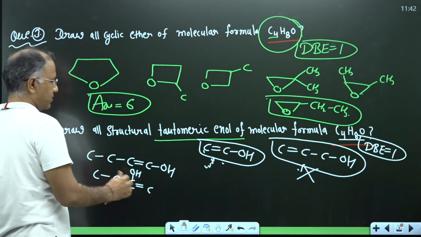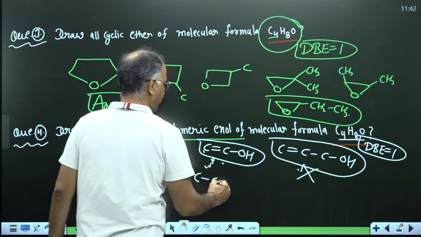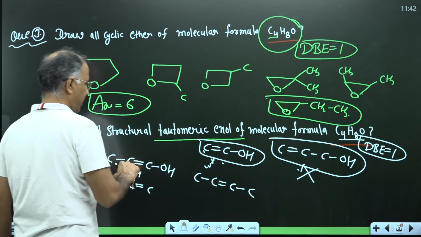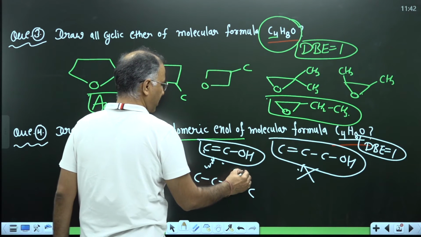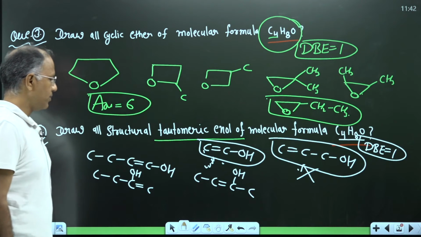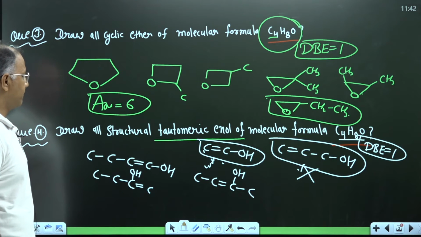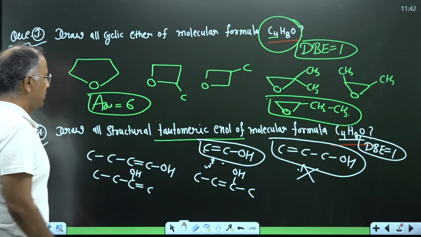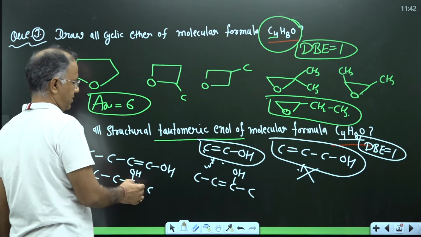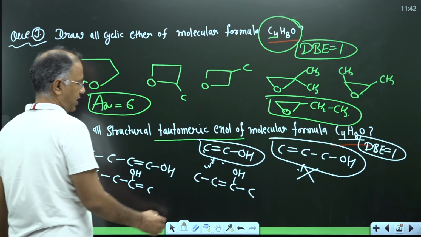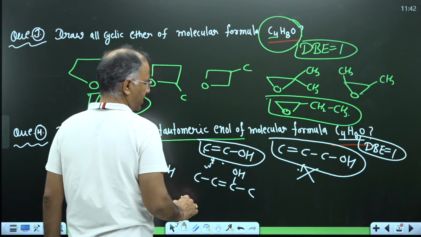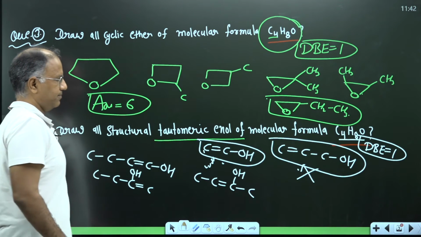And what about the other option? We can place the pi bond between the 2 and 3 atoms, just like 2-butene. This is also a tautomeric enol. Got it? The first, the second, then the third. If I place OH here, it gives an identical isomer.